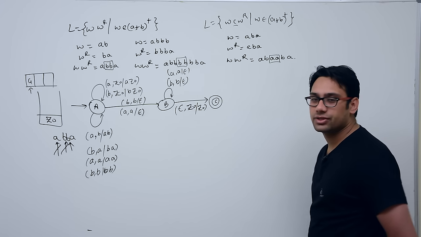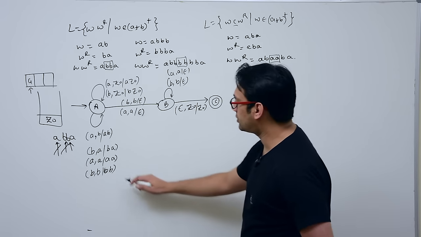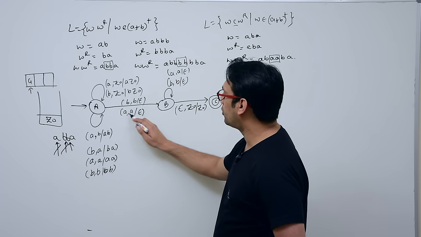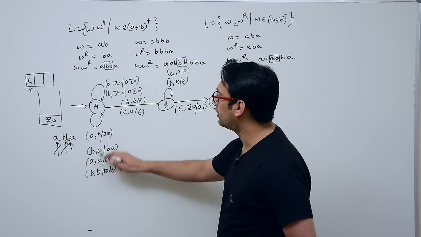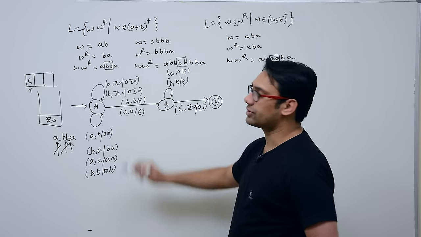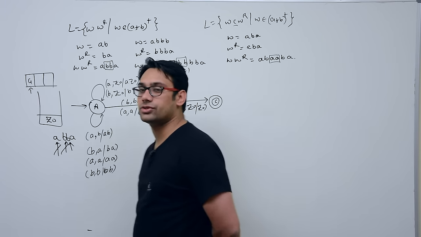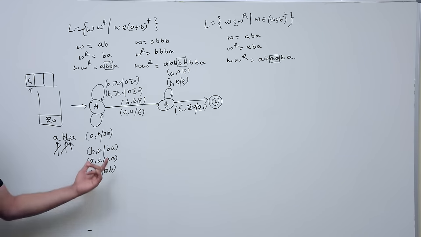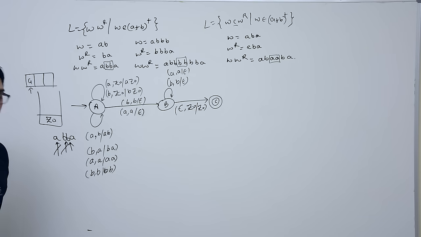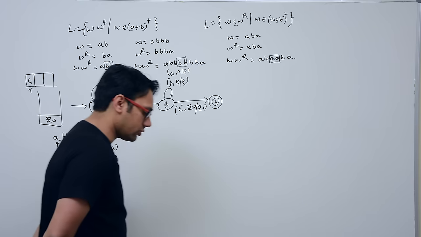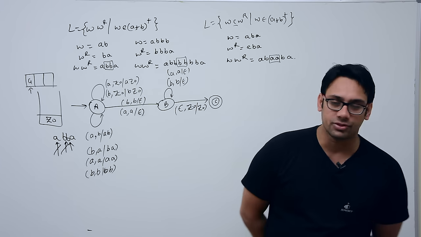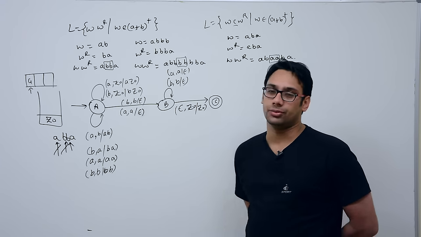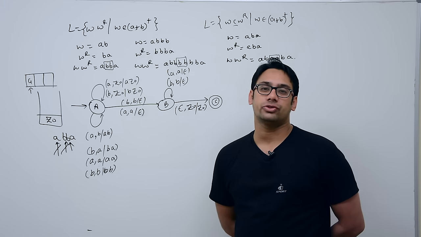So in this case, why am I saying there's non-determinism? Because for this single symbol A, I made two transitions. There's a transition for this A from state A, and there's a transition here also. There are two different transitions for the same symbol. If there are two different transitions for the same symbol, then it creates non-determinism in this pushdown automata. Therefore it is a non-deterministic pushdown automata.